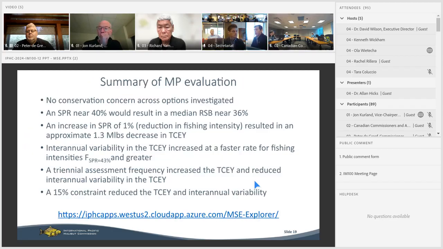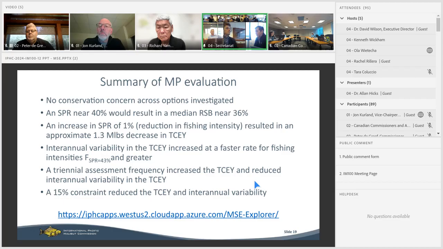So a brief summary of the management procedure evaluations: there's no conservation concern across the options investigated here. An SPR near 40% would put you on the target of a relative spawning biomass of 36%. So it'd fluctuate right around a relative spawning biomass of 36%. An increase in SPR of 1% resulted in approximately a 1.3 million pound decrease in the TCY. The interannual variability in the TCY increased at a faster rate for fishing intensities at 43% and greater.